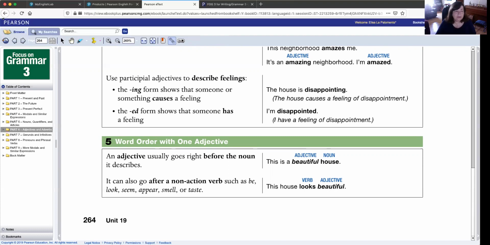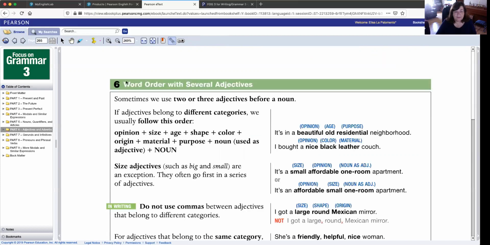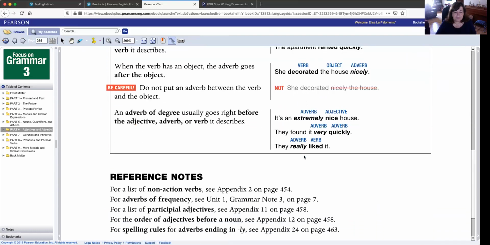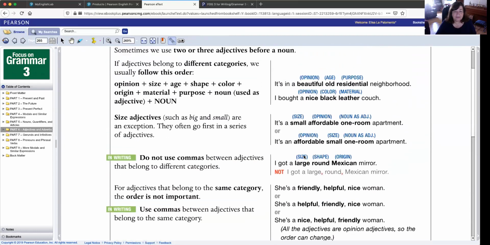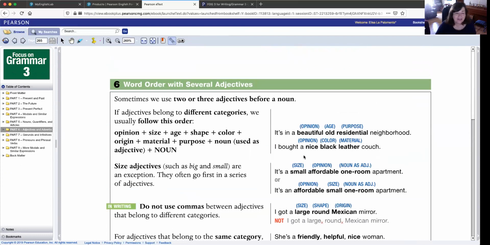All right, let's go to the next page. I know we have some more to do. Here we go. All right. Okay, so we're almost done. We're almost done. Don't get discouraged.